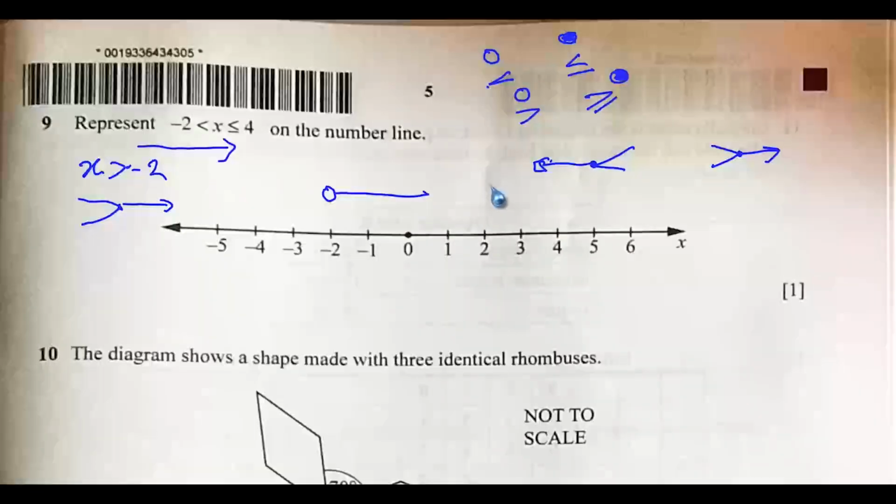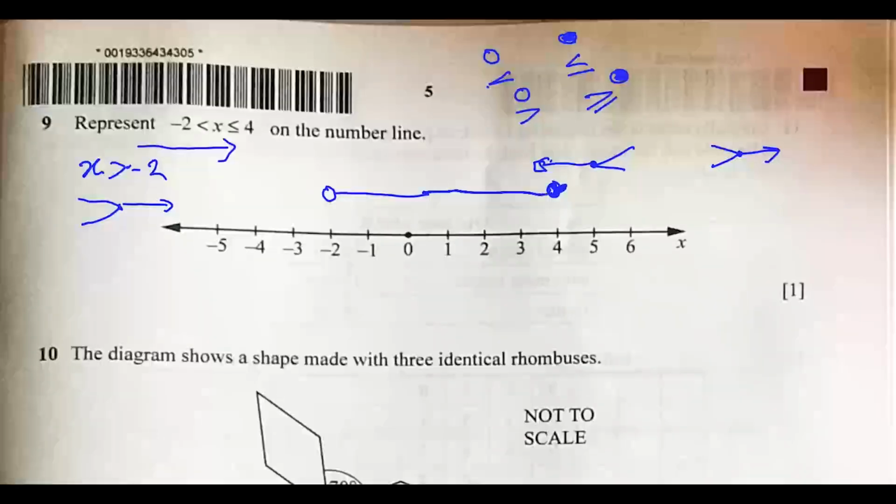Then the second part: x continues to increase, and it has to end somewhere. That is what the second inequality takes care of. So x is less than or equals to 4. As x increases like this, it gets to this spot here, and it ends here. Since we have less than or equals to, we have to shade the circle like this. So this will be the boundary here, and you can connect these two together.